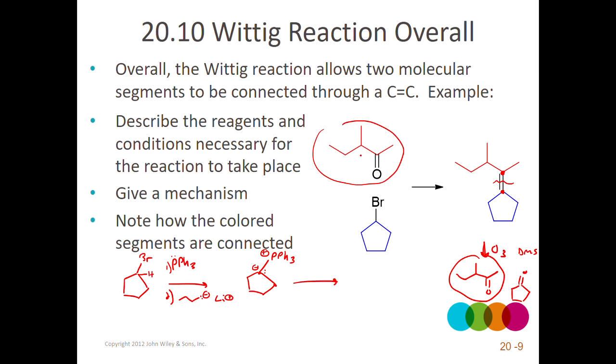Then this structure here would be added, and that attack would occur. And then these electrons, instead of swinging out to the oxygen, they would swing out and connect to the phosphorus. So that would give, so now this carbon is connected to this one.